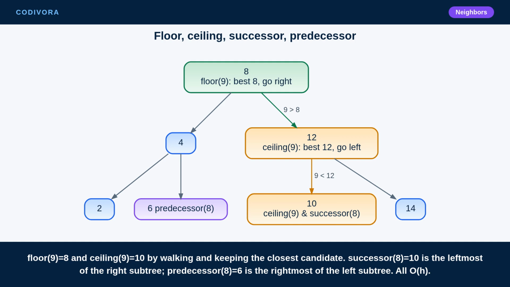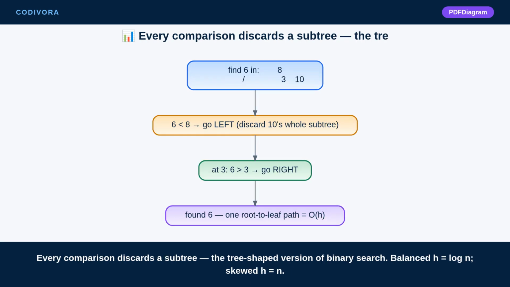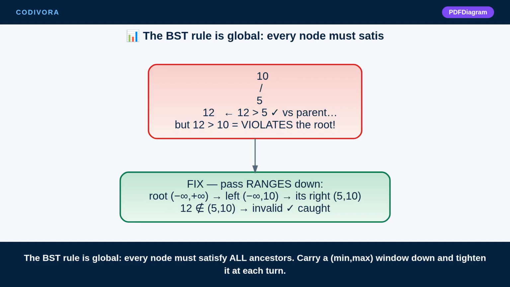Range queries just prune any subtree that can't overlap your window. Every comparison discards a subtree, the tree-shaped version of binary search. O of log n balanced, O of n skewed. The BST rule is global. Every node must satisfy all ancestors. Carry a min, max window down, and tighten it at each turn.